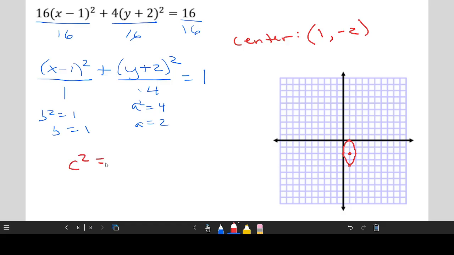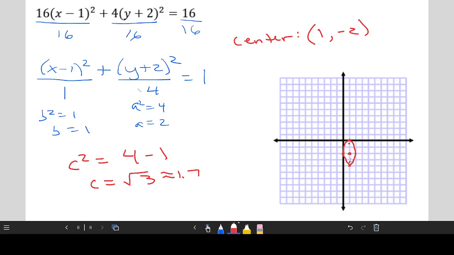And then let's find that value c. C squared is a squared minus b squared. So c is the square root of 3, which is about 1.7. Now the longer direction is the y direction this time. So we're going up and down from the center to plot each focus. So we're going about 1.7 units up from the center and about 1.7 units down from the center.